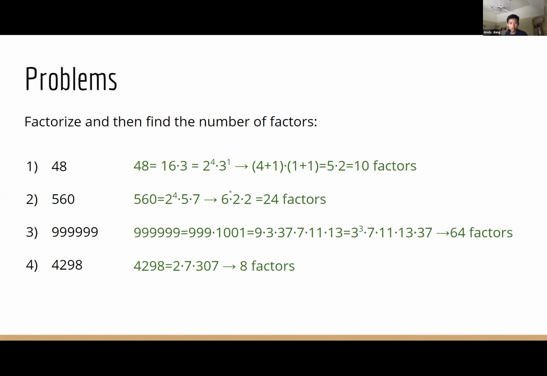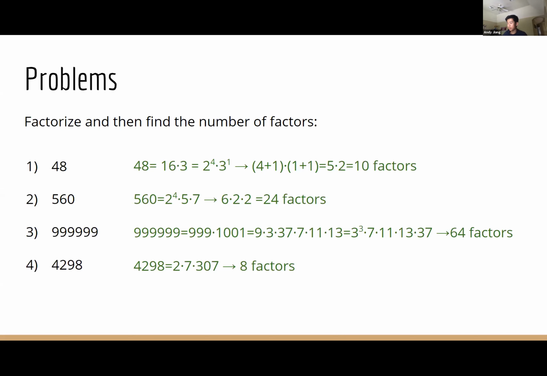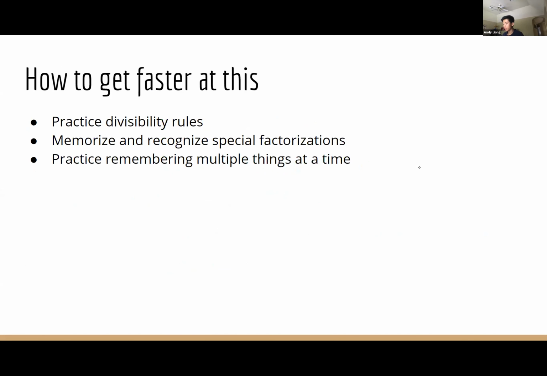Thank you. All right. So how do we get faster at this? Well, everything we did here is actually pretty simple. All we're doing is factoring. So we get it into a factored form and then multiply. So what you need to practice is your divisibility rules. This helps you get faster.